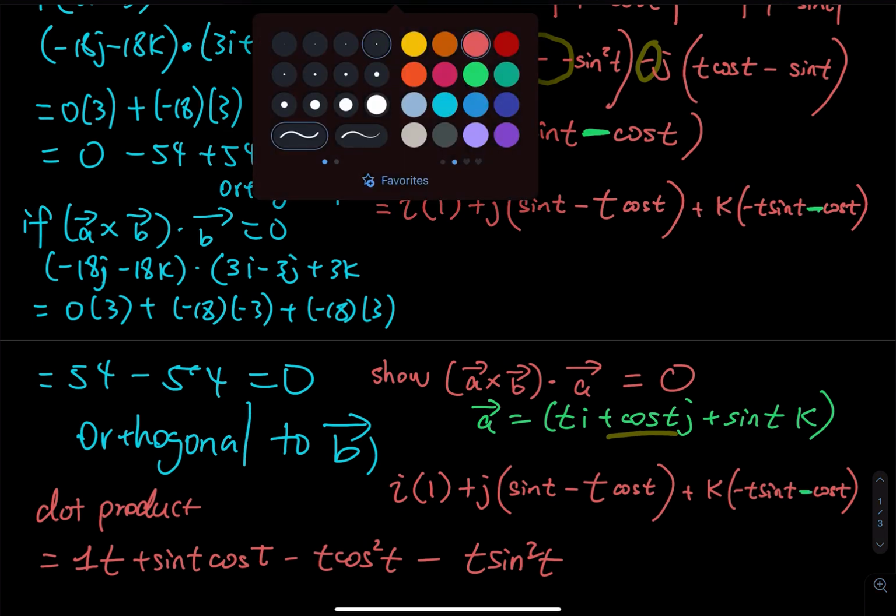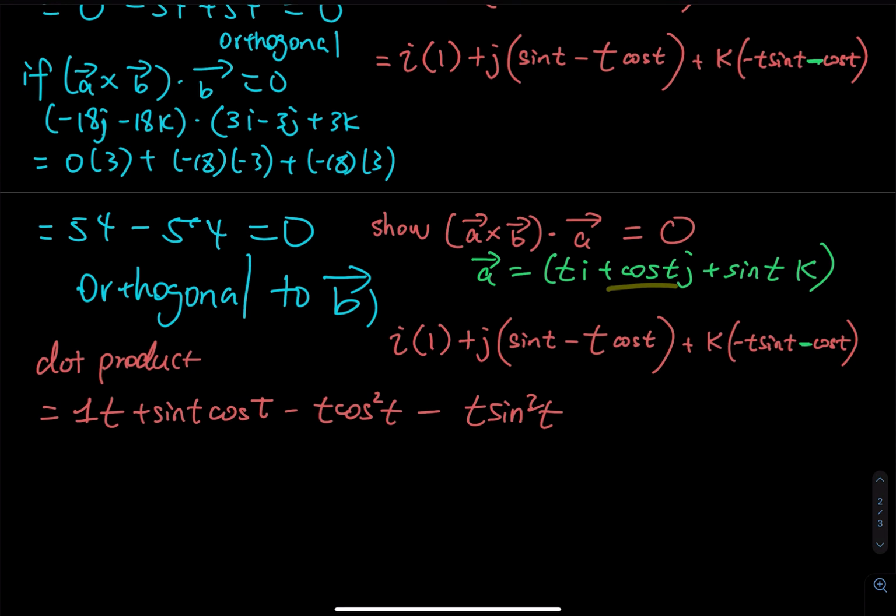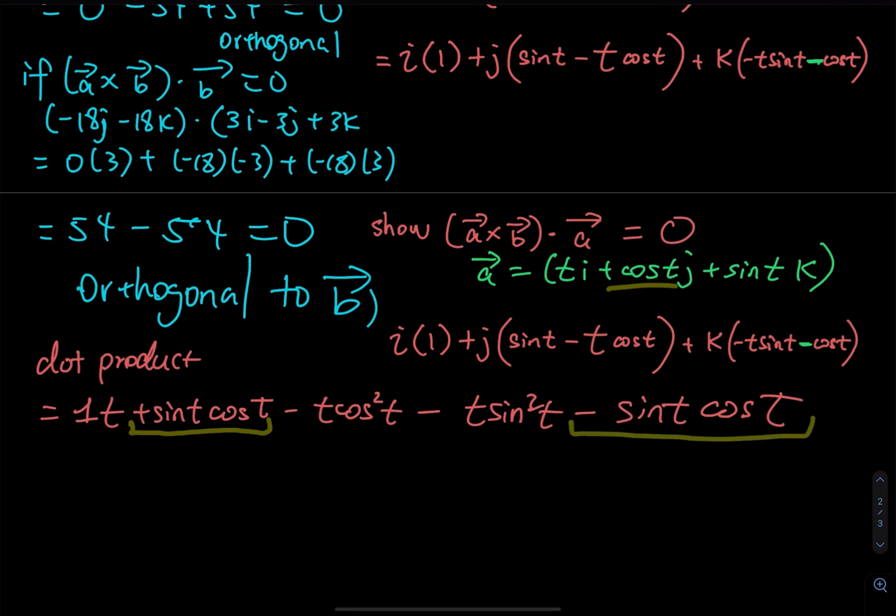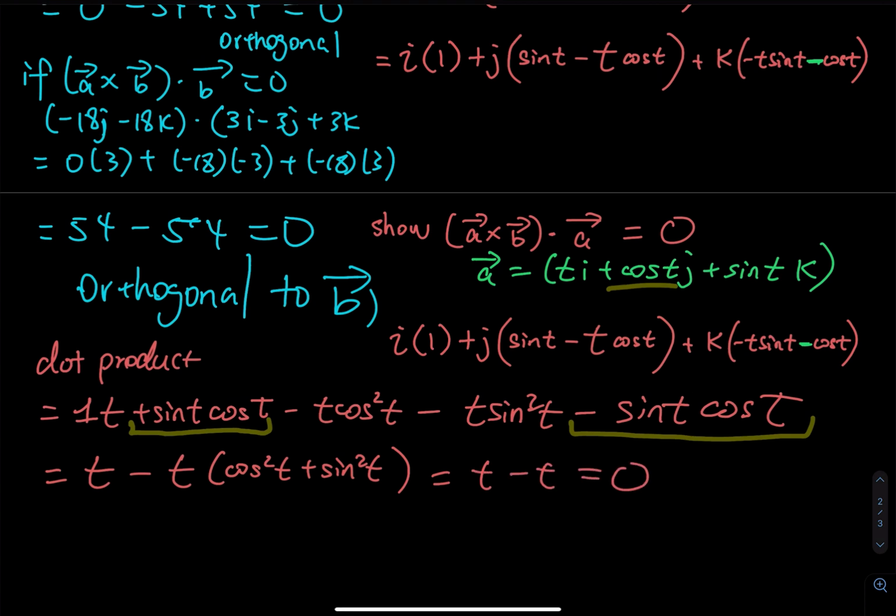Okay, we continue. And then we subtract sine of t, cosine of t. Do you see why I found this mistake? Because this will be cancelled. This will be cancelled. And then what else? You have a t, right? And then the sine square, cosine square. As long as you take a t out, you have cosine square t plus sine square of t, then that is equal to 1. So we have t minus t, that is equal to 0. All right, so the cross product is orthogonal to vector A.